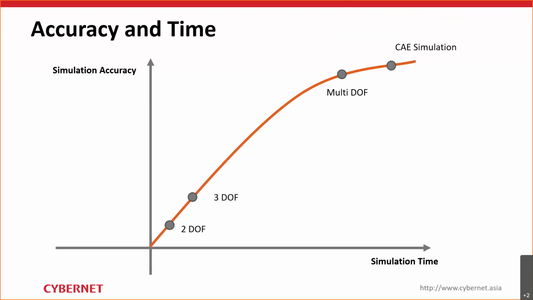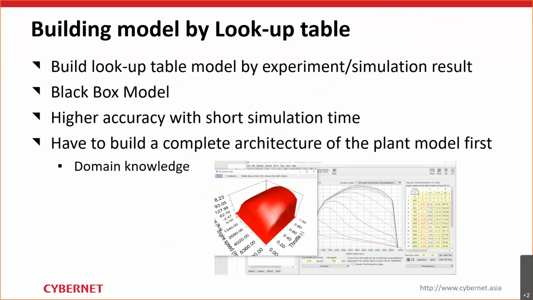The question is, is there any method that can simulate with high accuracy and short simulation time? The answer is yes. The answer for both accuracy and time is modeling by lookup table. The lookup table is built from experiment and simulation results. That helps us to implement nonlinear and complicated models. This kind of model is also called a black box model.